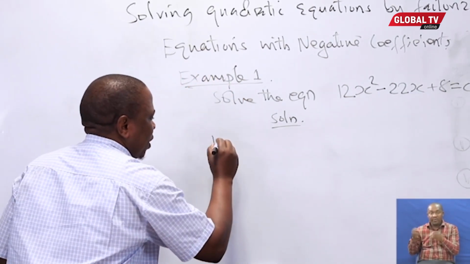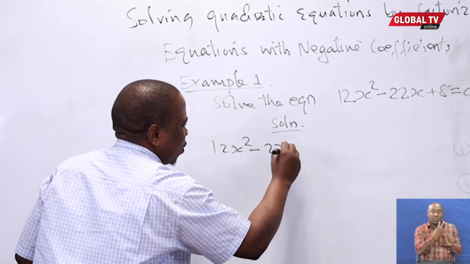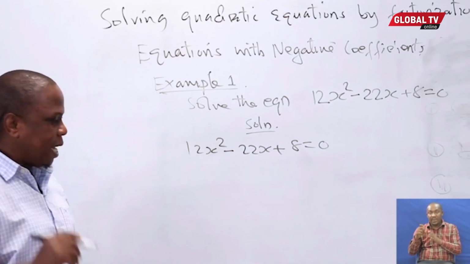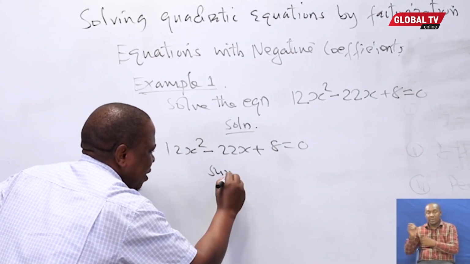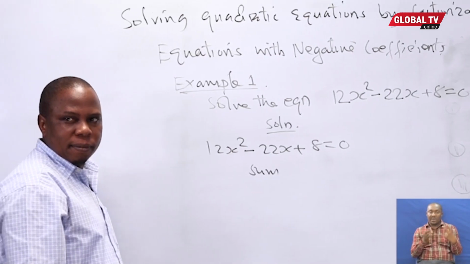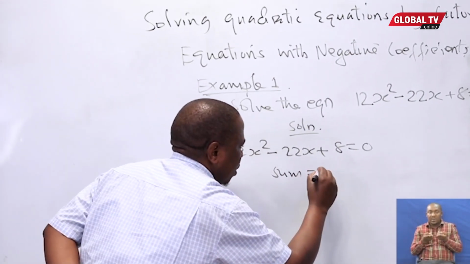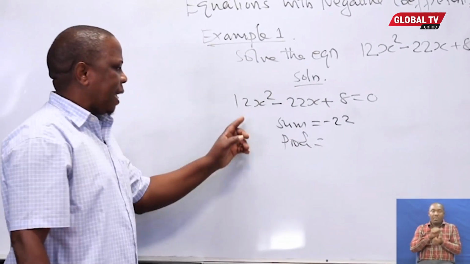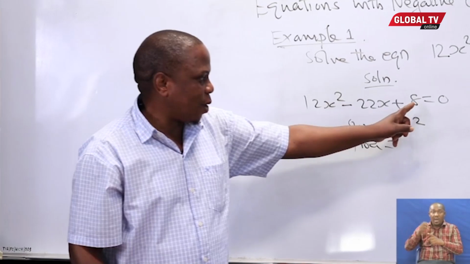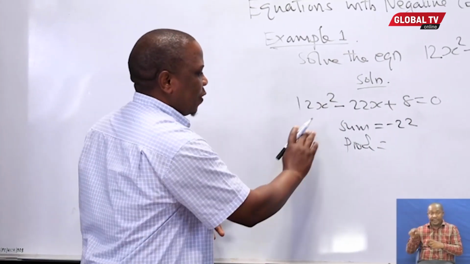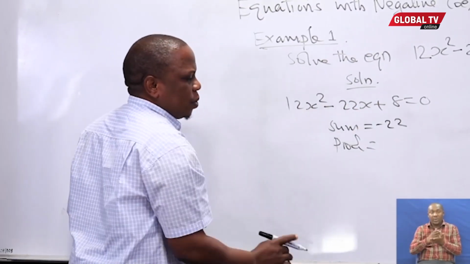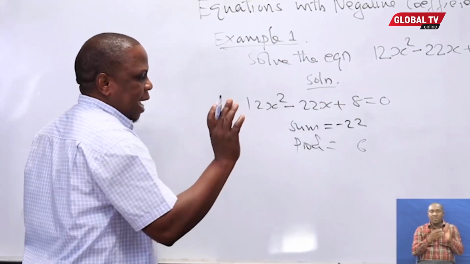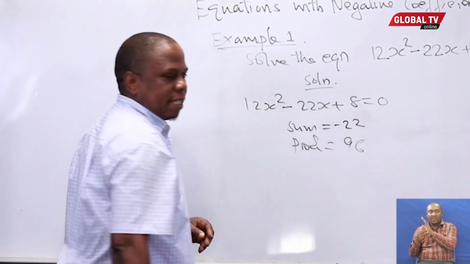That means from the equation 12x squared minus 22x plus 8 equal to 0, we need two numbers whose sum is the coefficient of the middle term, negative 22, and whose product is the coefficient of this one here multiplied by the constant term. How much is that? Can you do it for me? 12 times 8 is 96.